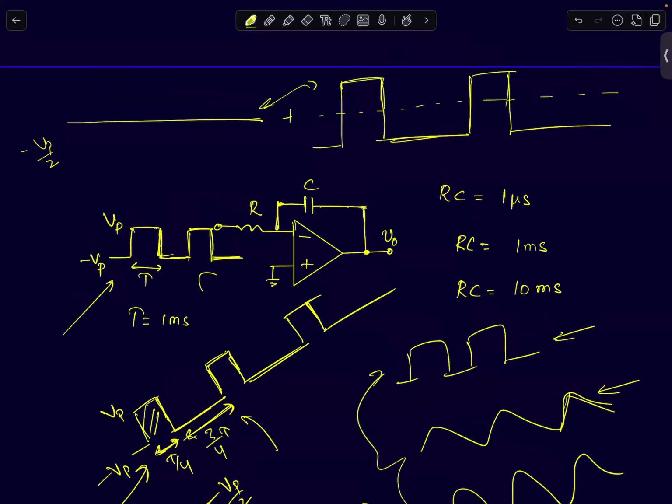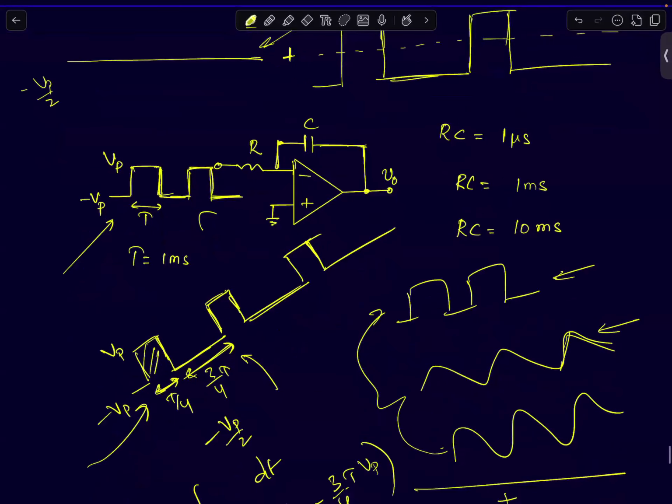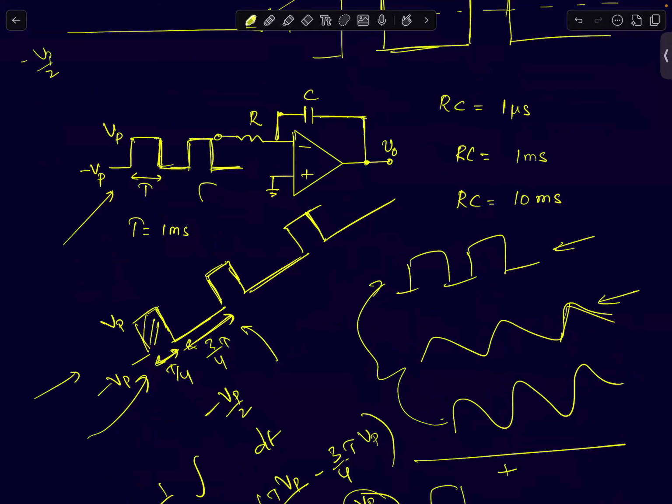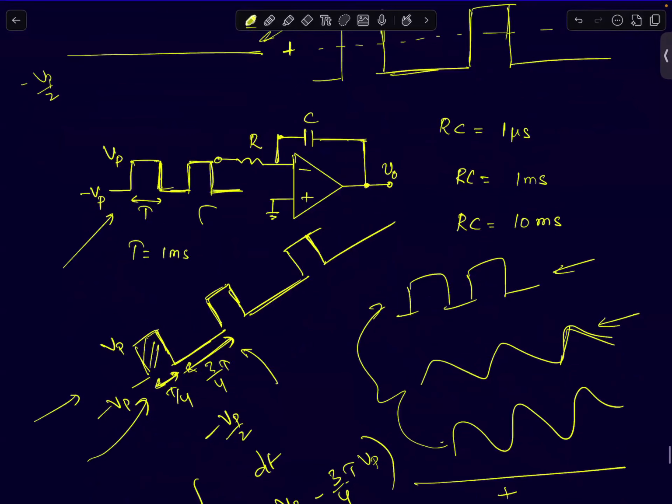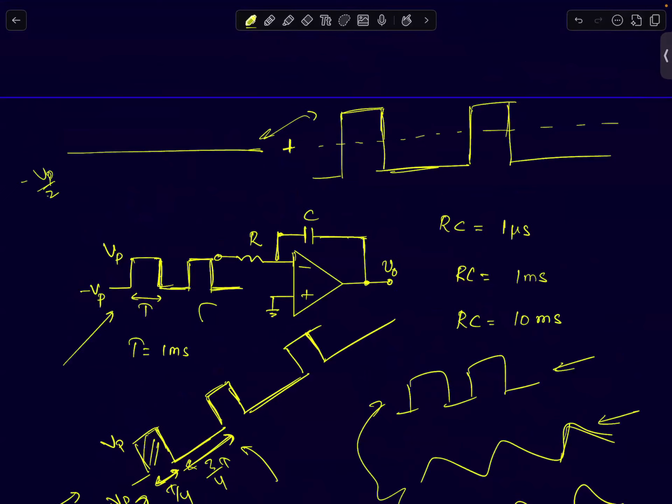Now I can treat them as two independent signals. Do you understand what I'm doing? I took this signal going from minus Vp to plus Vp, which had a non-zero DC average, and split it into two components: the DC part, whose average is minus V peak by 2, and another zero average signal whose positive peak is V peak plus V peak by 2, and negative peak is minus V peak plus V peak by 2. So this will be 3 Vp by 2 and the negative half cycle will be minus Vp by 2.